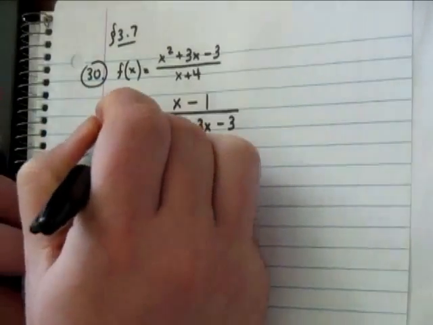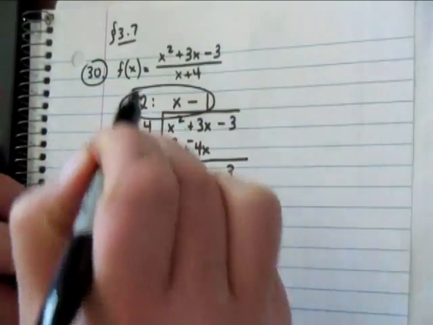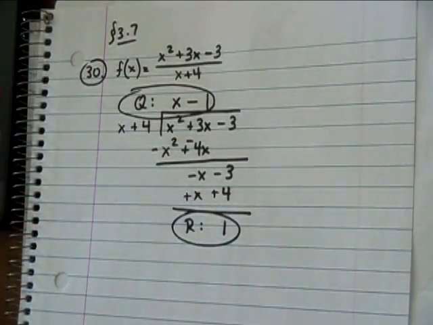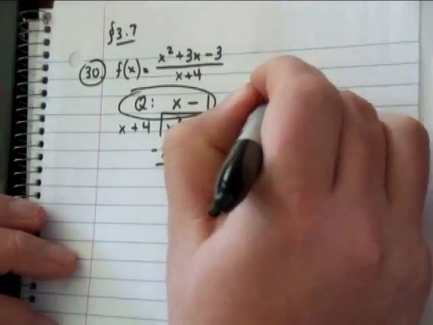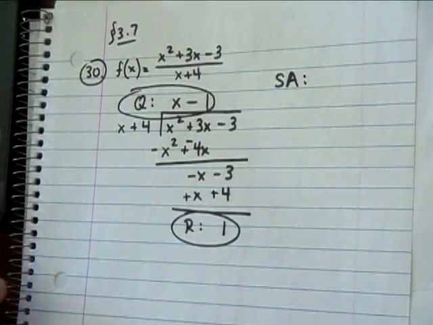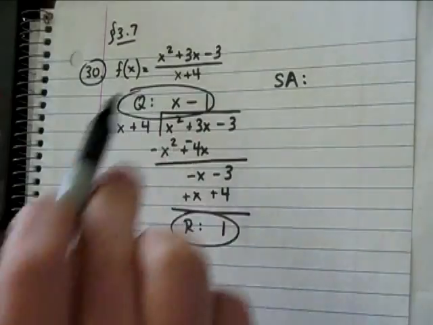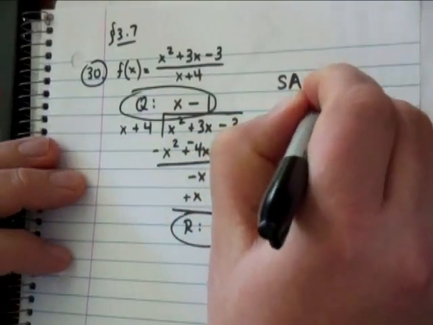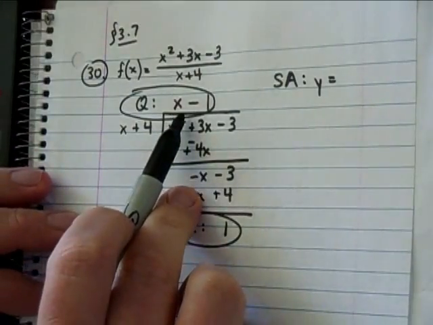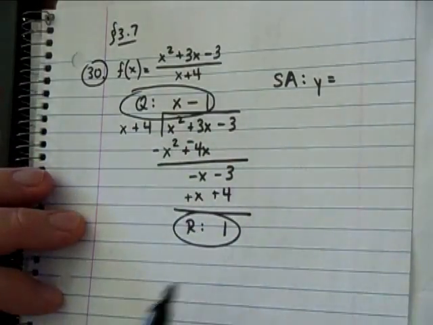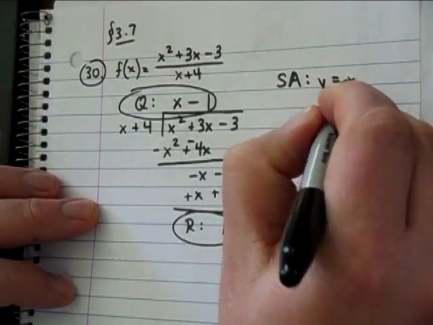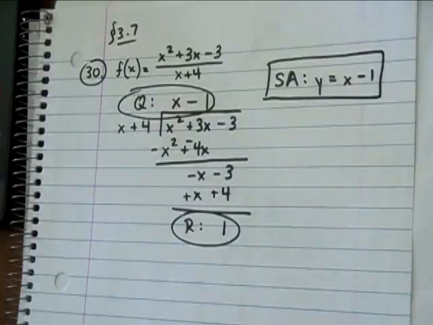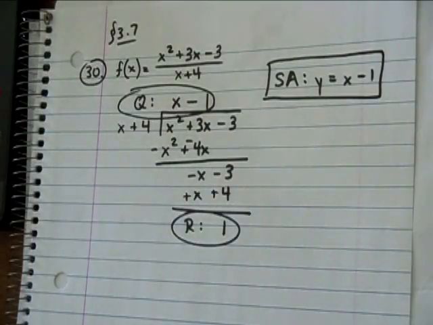So we can think of this part up top as being the quotient, and this part here at the bottom as being the remainder. We did all of that work to get a slant asymptote for this rational function. And the slant asymptote is always y equals the quotient of what you get from this division problem. So in this particular case, our final answer is that the slant asymptote has the equation y equals x minus 1.